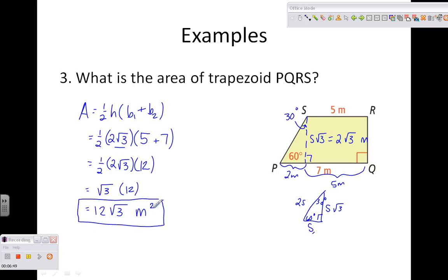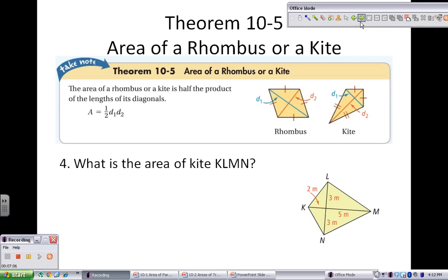And there we go. Now if I wanted to find the approximate distance, if I'm looking for something in actuality, then what I do is put this in a calculator and it will give me a decimal approximation of that. But for right now I just want the exact, so I'm going to leave it there. So that's trapezoids. Let's move on to rhombuses and kites.